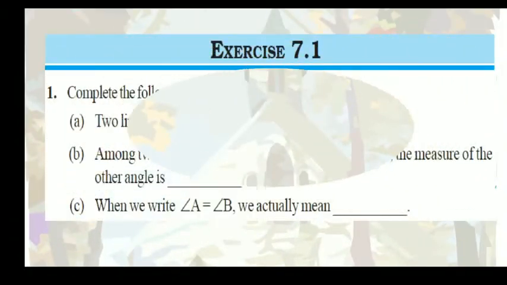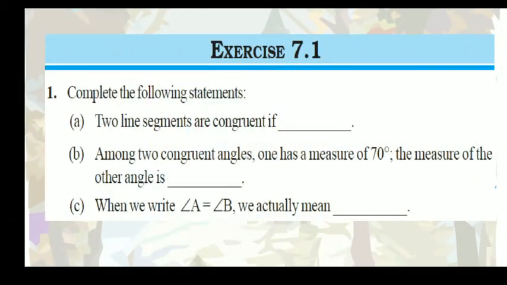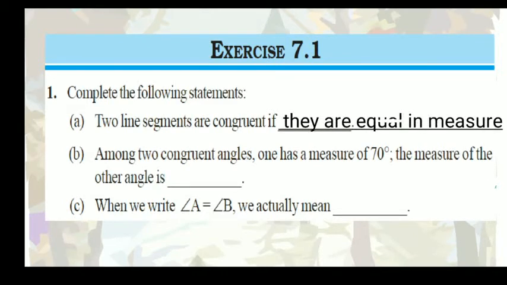Now next, exercise 7.1. Here we have to complete the statement. It's basically fill in the blanks. Two line segments are congruent when? If they have equal length. They are equal in measure, that is equal in length. Measure for a line segment is length. So we could also write they are equal in measure, or they are equal. That's also sufficient.